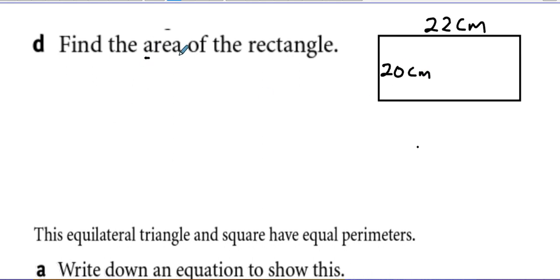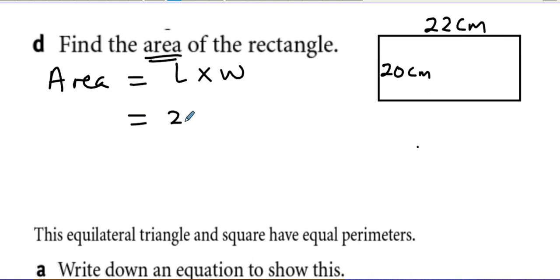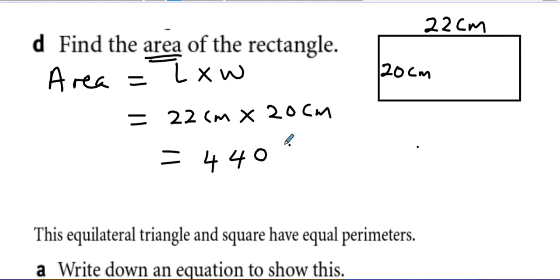So they need the area of this rectangle. Okay. Area equals the length times width. The length is 22 centimeters. The width is 20 centimeters. When you multiply those, you're going to get 440 centimeters square. Right, I hope that helps.